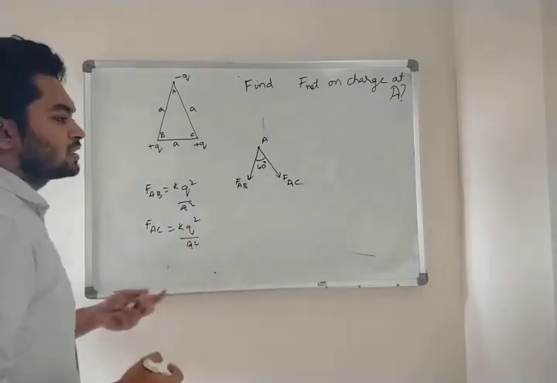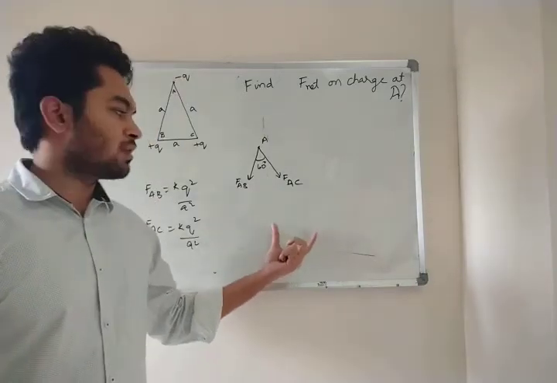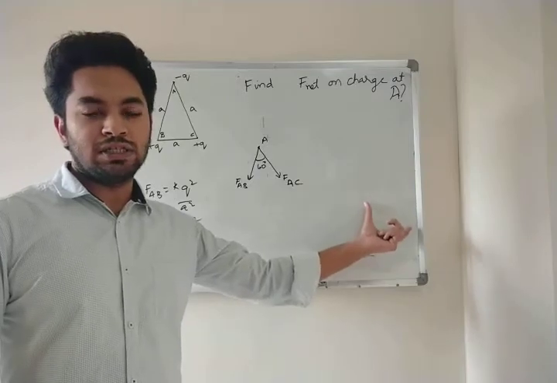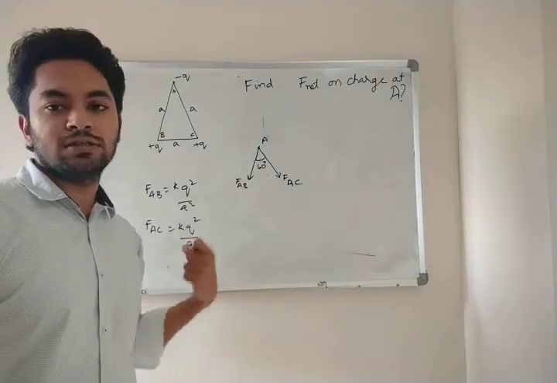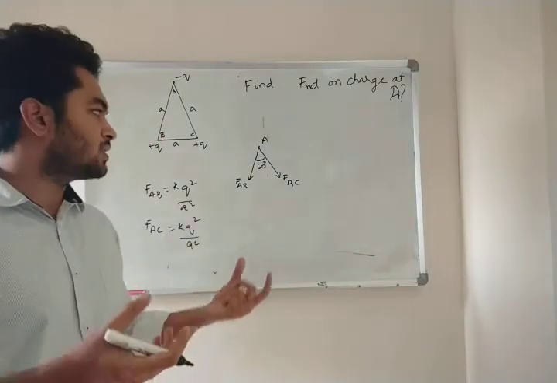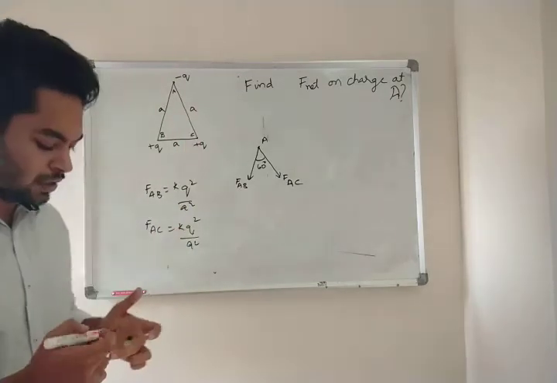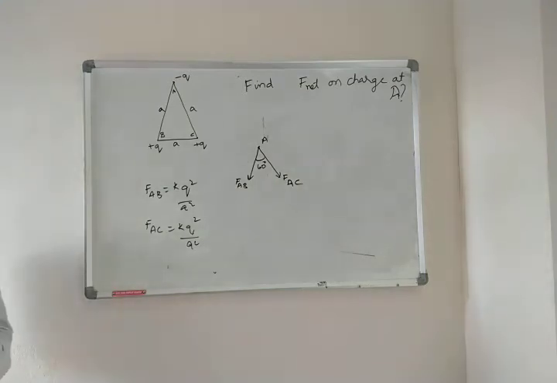Again you will find the resultant, F net is equal to under root F square plus 2F square cos 60. So again you will get the same answer as your previous sum. Just the difference is here you got a negative charge. Clear? Understood? Note it down and complete the sum.